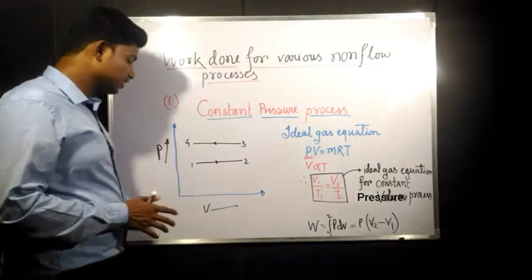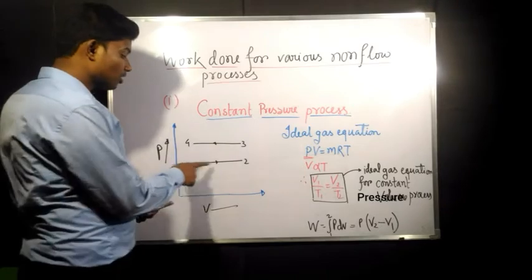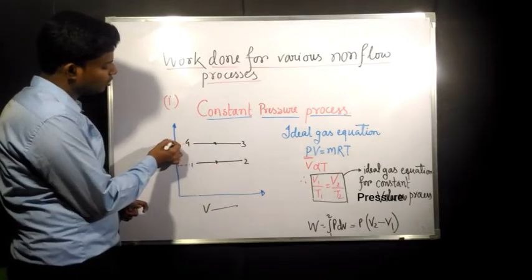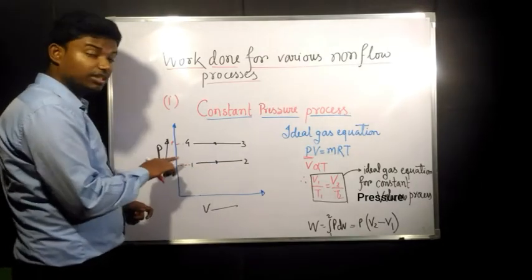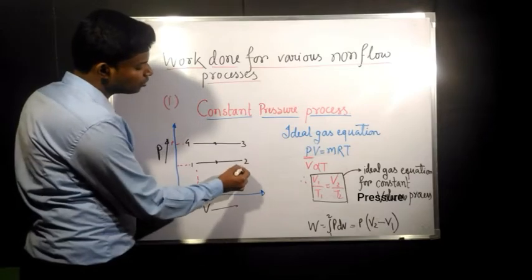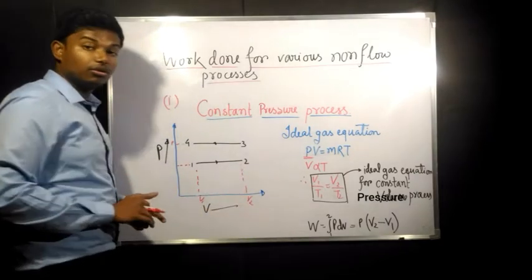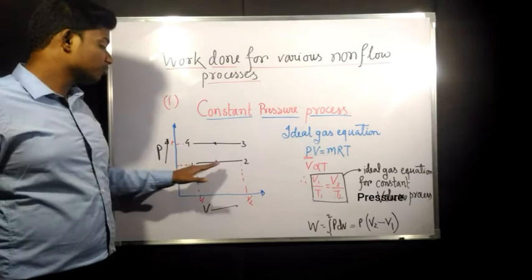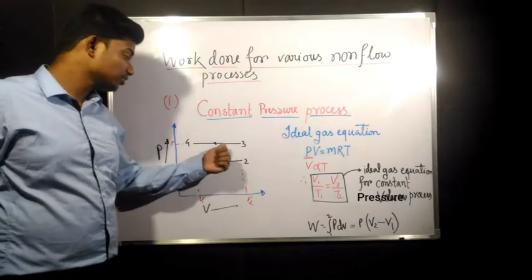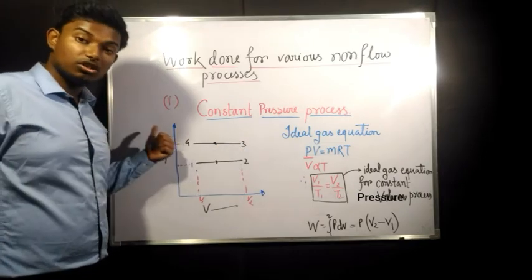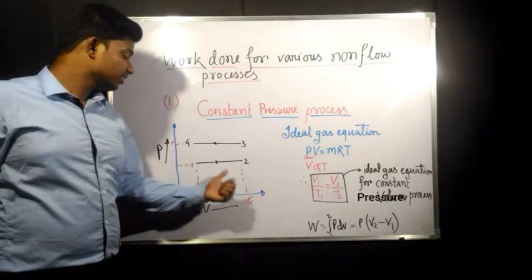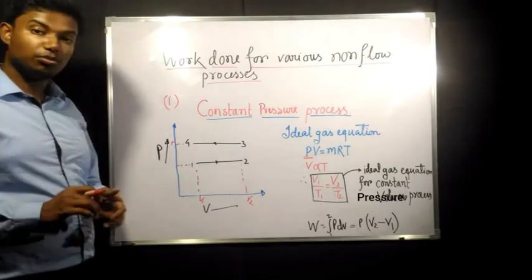Now if we see it graphically, there are two processes I have drawn from 1 to 2. Here the value of pressure would be constant, and here the value of pressure would be constant. With constant pressure, it is going from volume 1 to volume 2, and from volume 2 to volume 1. This process is known as constant pressure expansion process, and this process is known as constant pressure compression process. Pressure is the same, volume is increasing in this process and decreasing in this process.